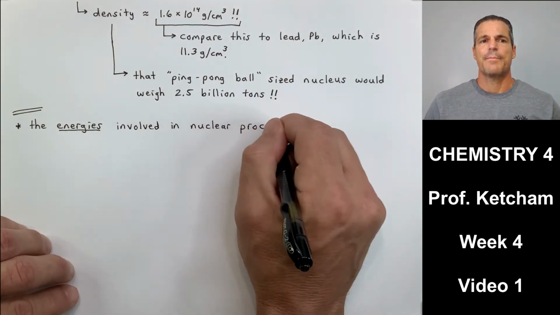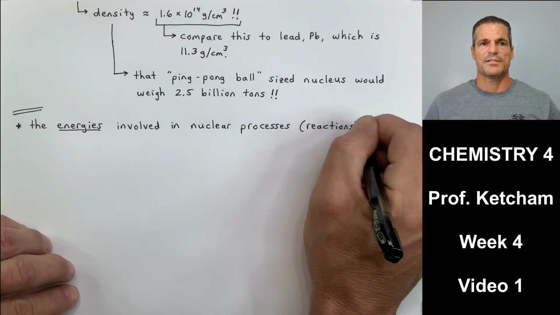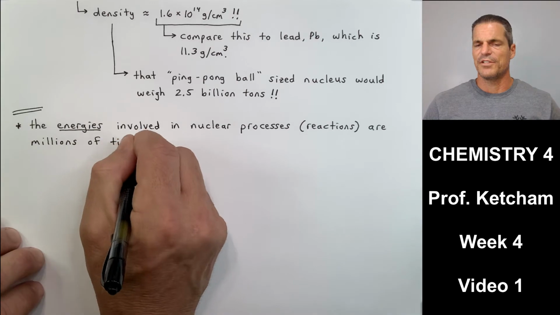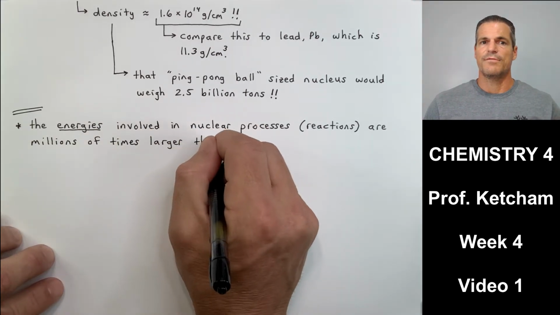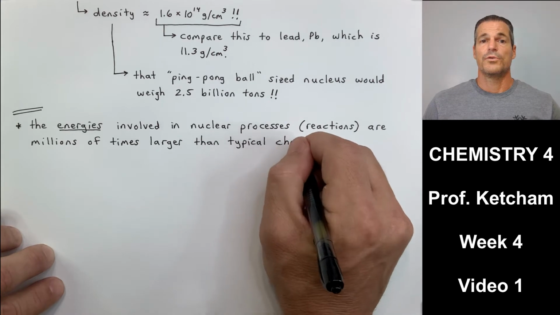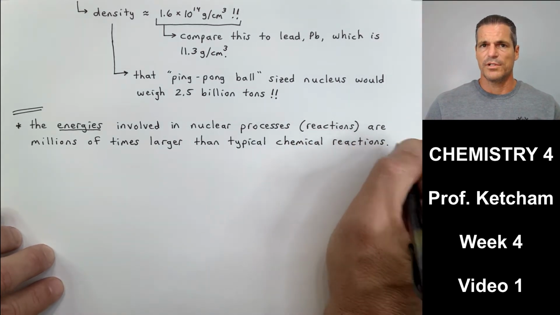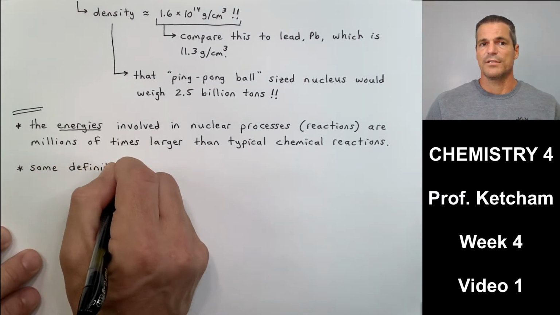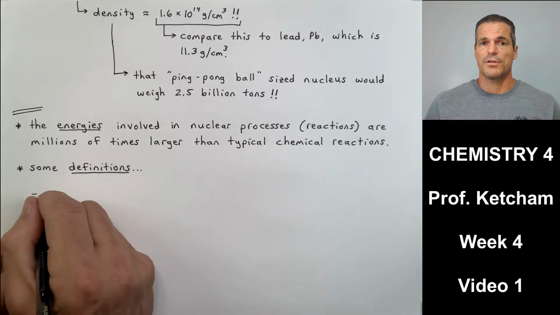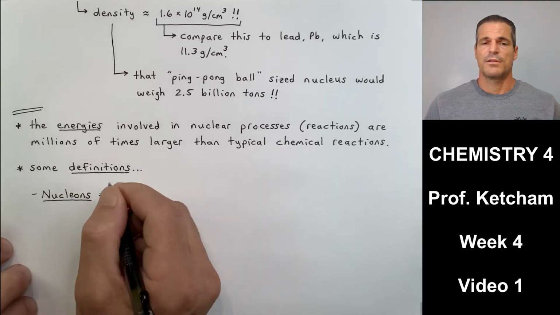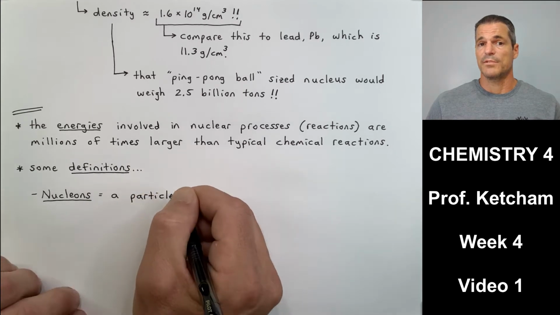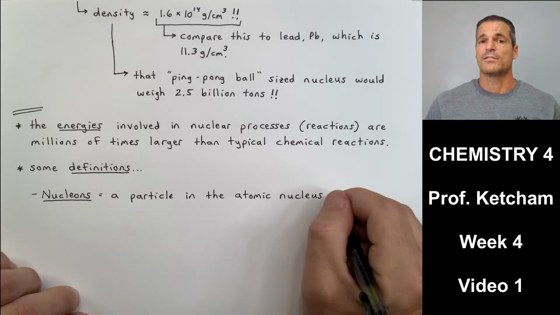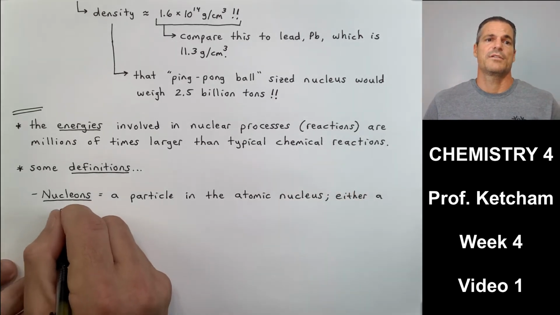All right, next topic. That's why I've got those little double lines there. It means I'm moving on to something else, or at least same topic, but a different agenda. So the energies involved in nuclear processes or nuclear reactions. A nuclear process is just a nuclear reaction. The energies involved in nuclear processes or reactions are millions of times larger than typical chemical reactions. So the typical chemical reactions that we talk about in chemistry are not nearly as large or as powerful or as energetic as quote-unquote nuclear reactions.